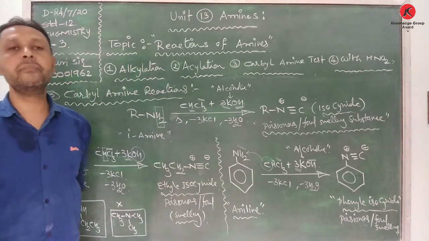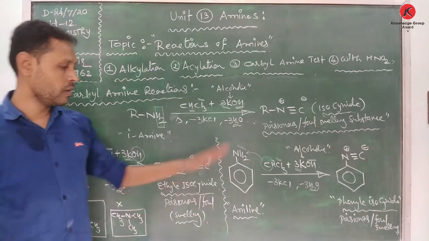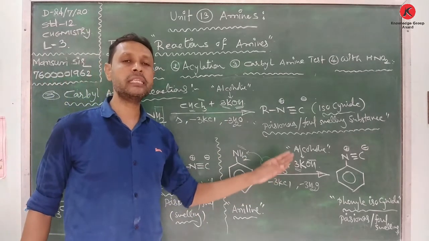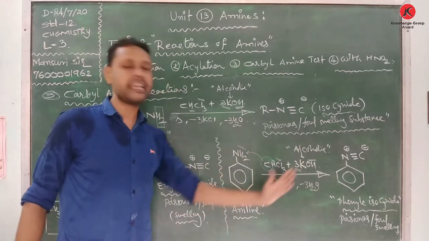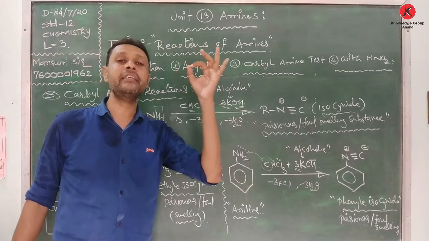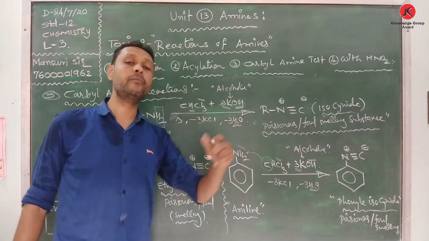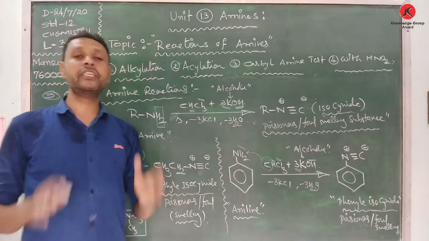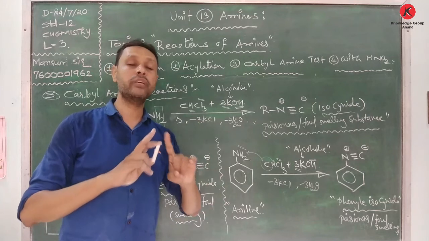Aniline reacts with the mixture of chloroform and alcoholic KOH, then the poisonous and foul-smelling substance phenyl isocyanide is obtained. This reaction is known as the carbylamine reaction, carbylamine test. Only a primary amine, which can be aliphatic or aromatic, gives this test, but secondary and tertiary amines do not give this test.